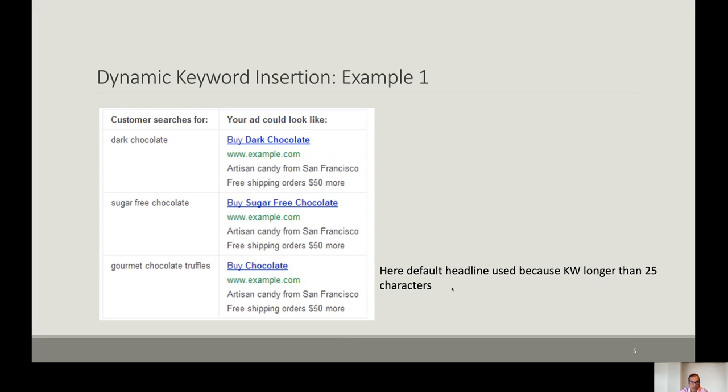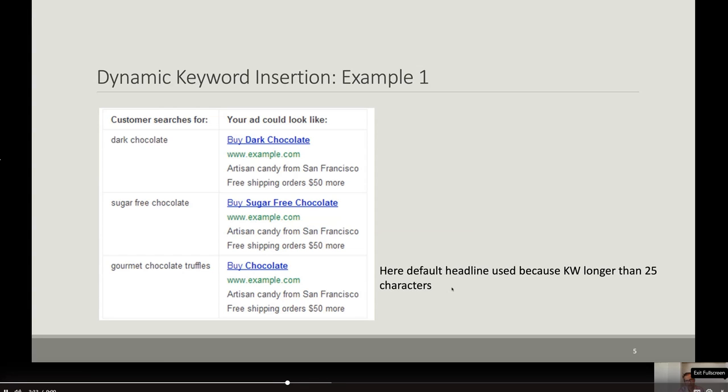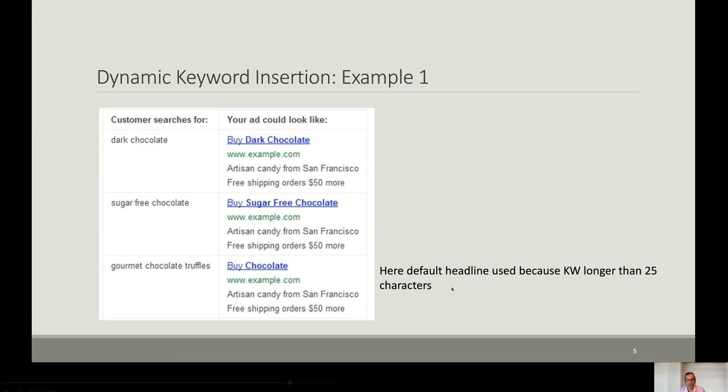Let us say a user search query was dark chocolate. Obviously, it would match up with the keyword dark chocolate in your campaign, and therefore the ad would appear with the headline "Buy dark chocolate," right? Similarly, if a user search query matched up with sugar-free chocolate, then in that case the matched keyword is sugar-free chocolate, and the ad would appear to the user as "Buy sugar-free chocolate" with that particular headline, right?